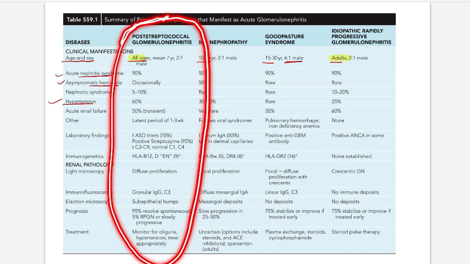Light microscopy will show diffuse proliferation and IgG and C3 deposition on immunofluorescence. Electron microscopy will show subepithelial humps, and prognosis is generally good. 95% of cases resolve spontaneously. Treatment is conservative management.